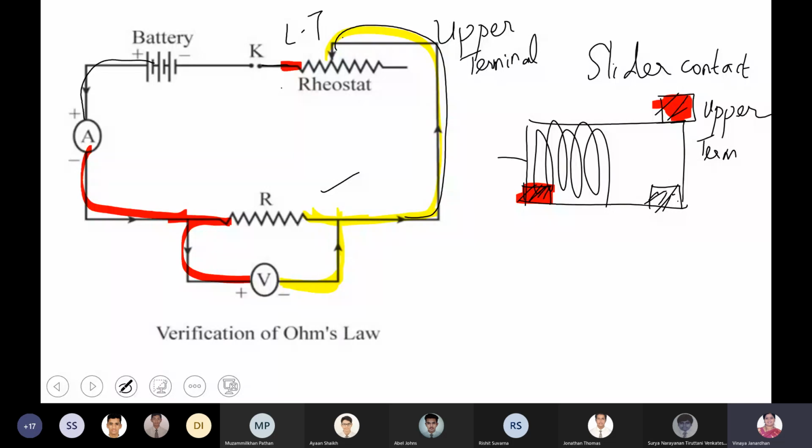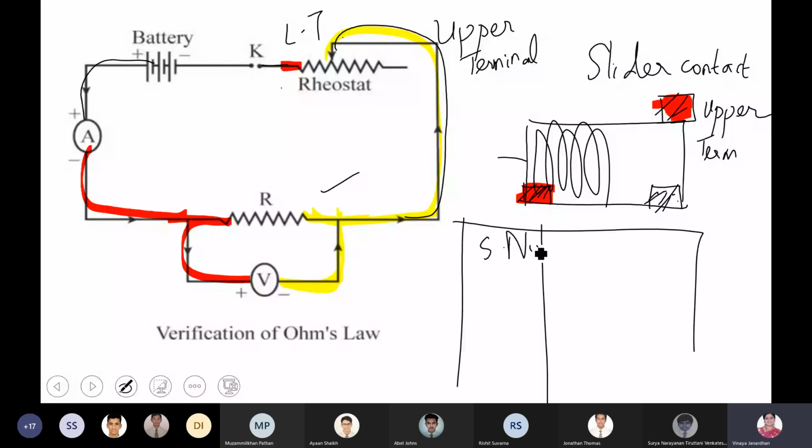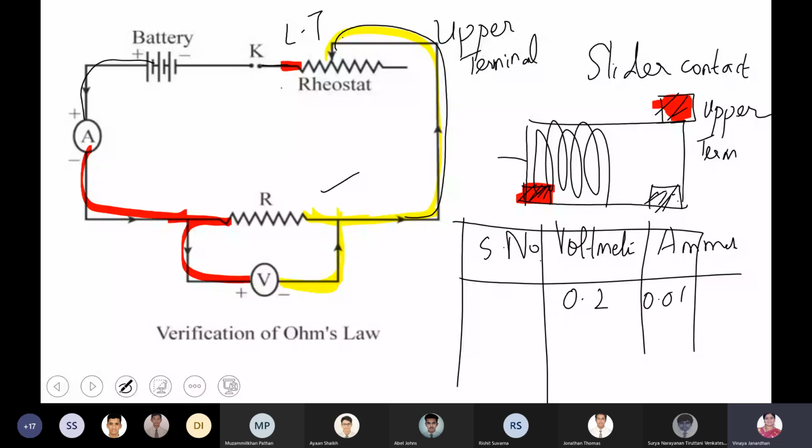Now once your setup is finalized, you put on the key and move the rheostat. When you move the rheostat, the potential difference across the resistor will change, so the voltmeter readings keep changing. First measure your voltmeter reading, then simultaneously check your ammeter reading. If your voltmeter reading is 0.2 volt, the ammeter reading, say, is 0.01 ampere, right?